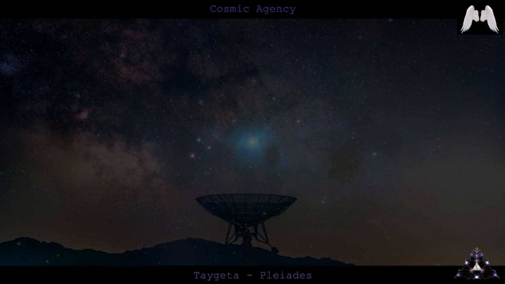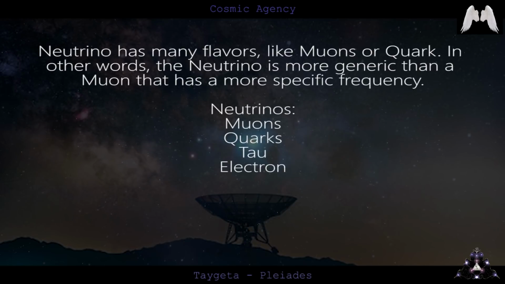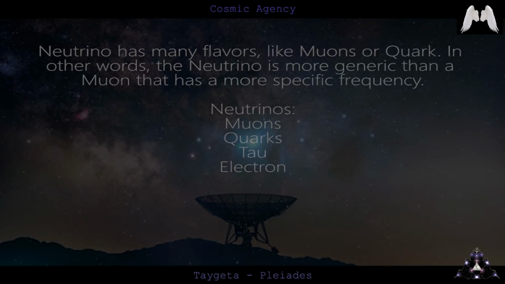Yes, many thanks. I have some questions. We are talking about muons and neutrinos. What exactly would they be and what is the difference? I think you said something about energy particles. Neutrino has many flavors, like muons or quark. In other words, the neutrino is more generic than a muon that has a more specific frequency. Neutrinos, muons, quarks, tau, electron.